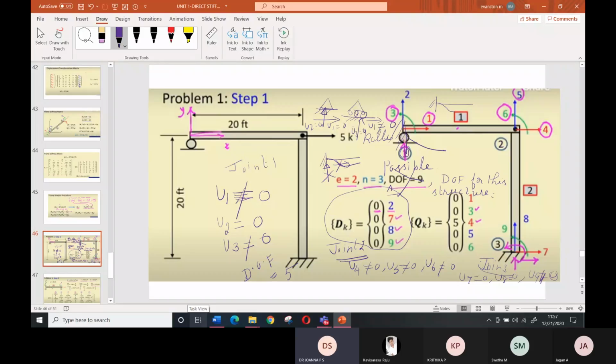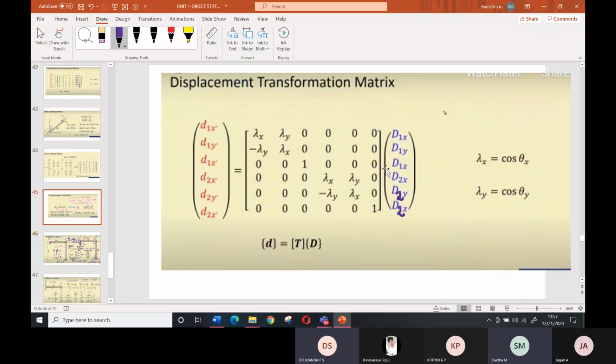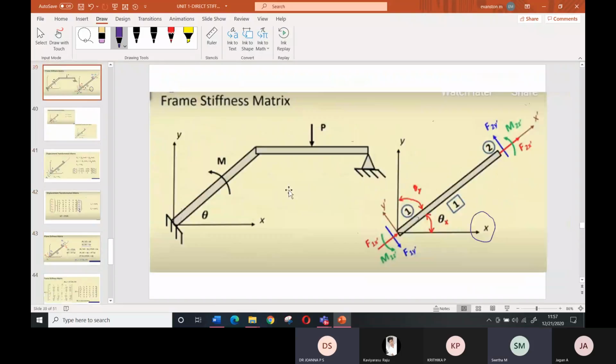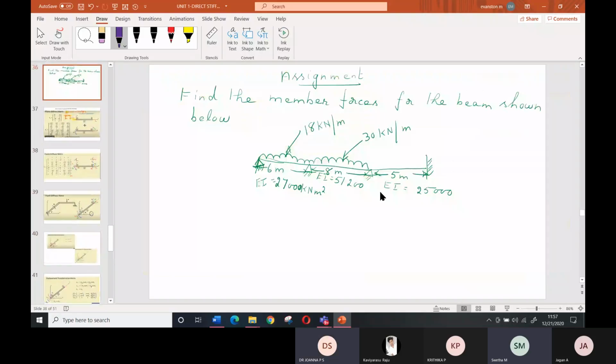Wait, I'll go through the problem. Okay, yes. Is it this one? The numerical problem? The assignment problem? Yes, ma'am, we have done it like that also. You are taking it as free, fixed end.